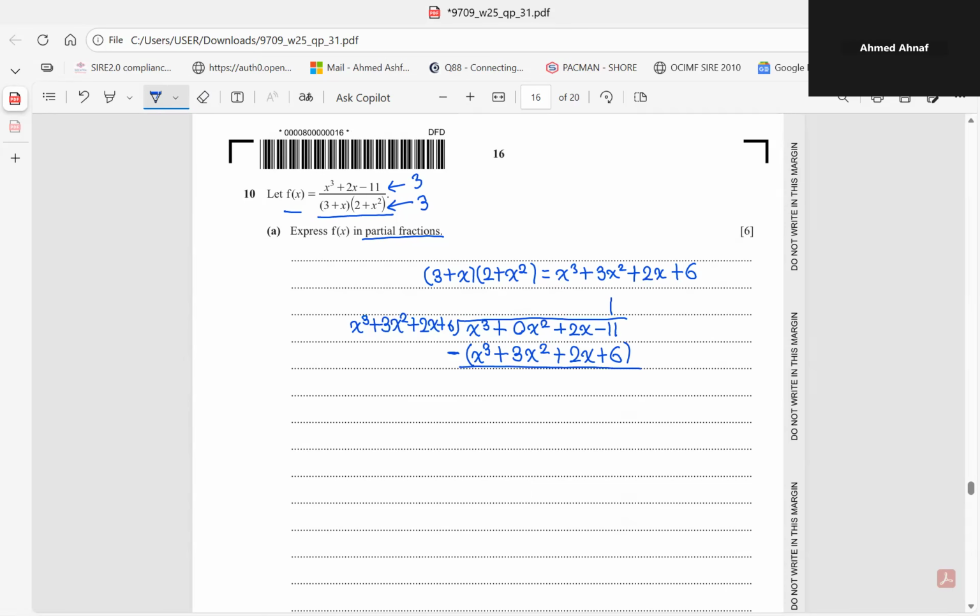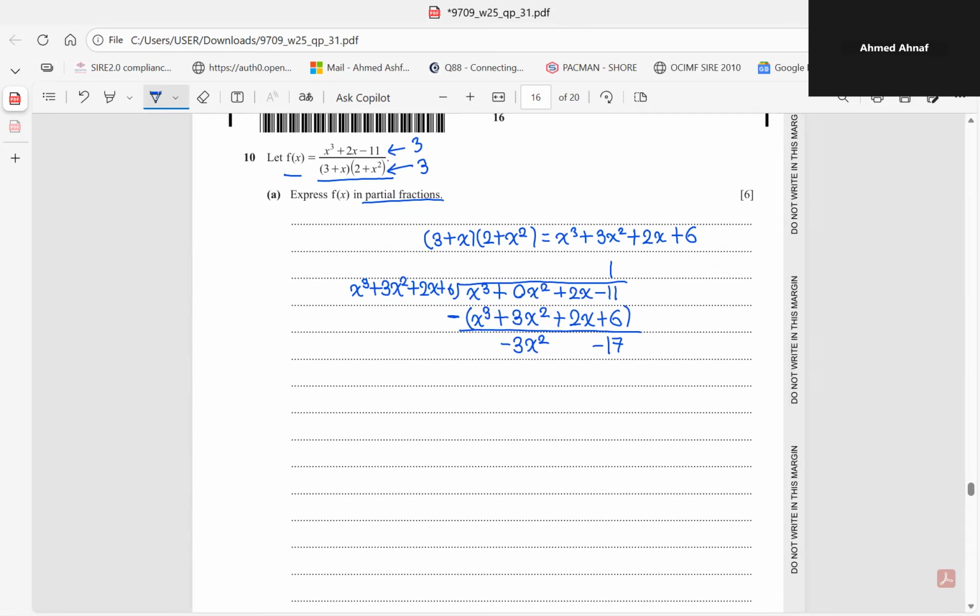So x³ minus x³ is 0. 0x² minus 3x², that's minus 3x². 2x minus 2x, that's 0. And minus 11 minus 6, that is minus 17. So minus 3x² minus 17, that's the remainder.